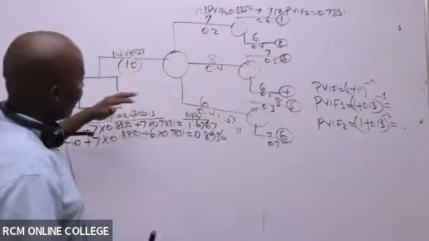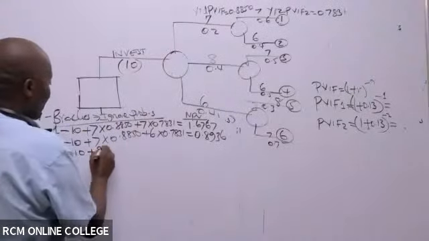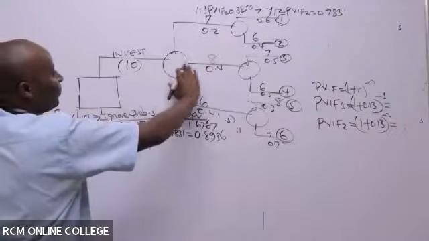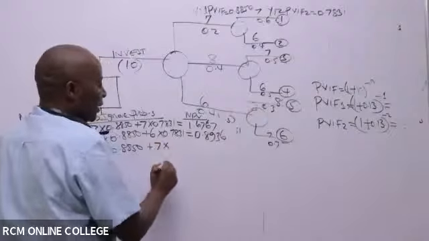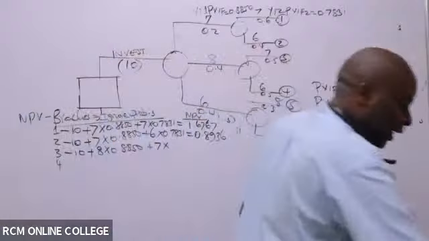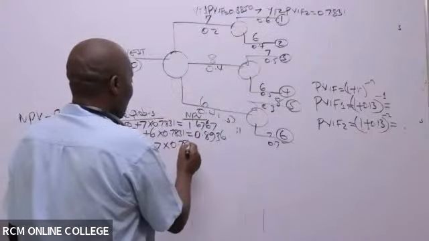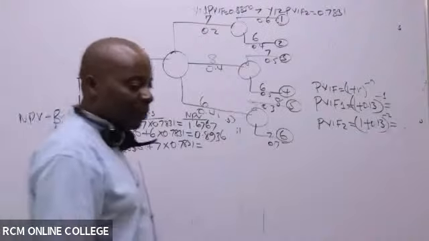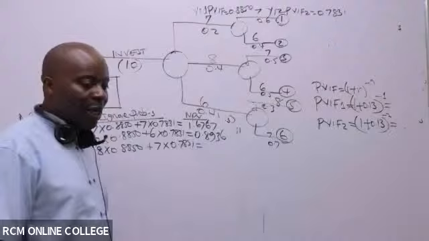Okay, pick a horn here. So negative 10 plus 8 times 0.8850 plus branch 3. So we have there 7 times 0.7831, which will end up giving me what figure? Is there somebody who is able to help Mwalimu here?